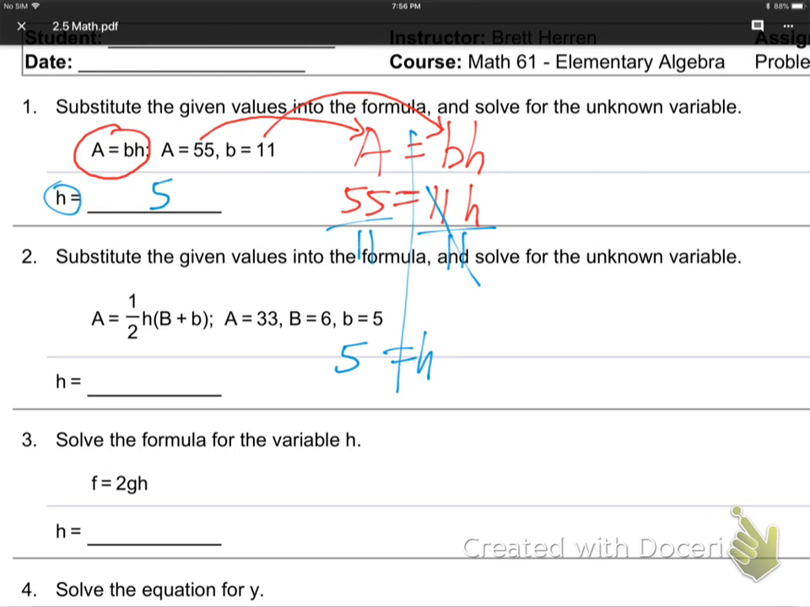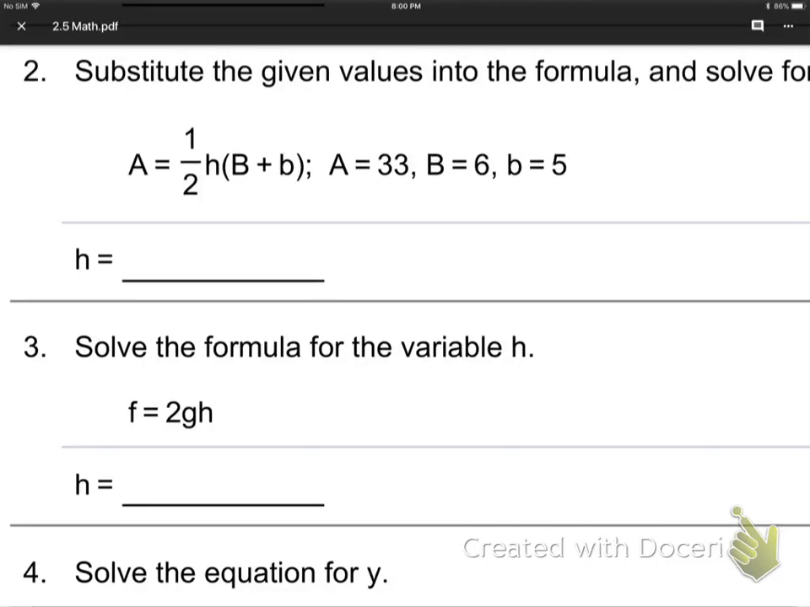All right, so there's number 2. They're giving me another formula. Anybody know what this is the formula for? I don't know, whatever it is. Just plug those things in and see if you can solve for what is missing. Plug in what they're giving you and solve for what is missing.